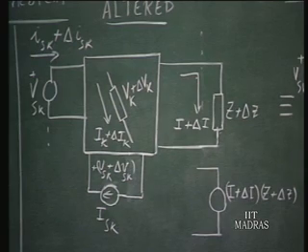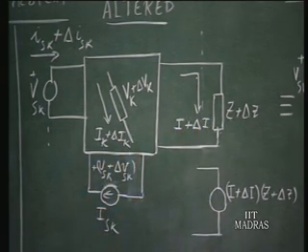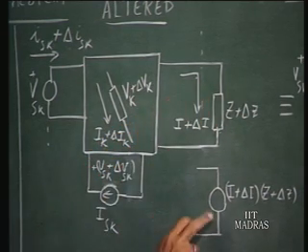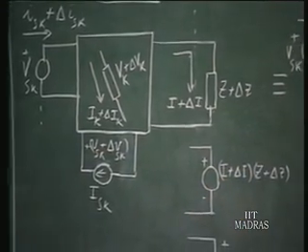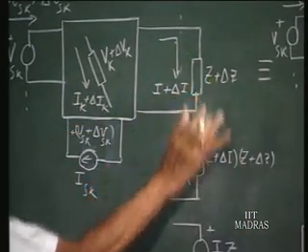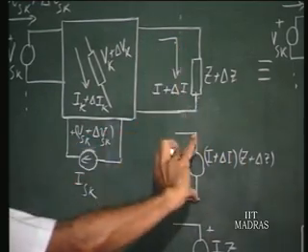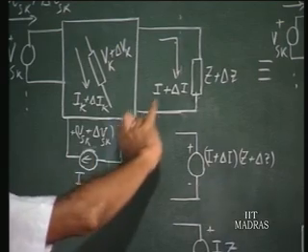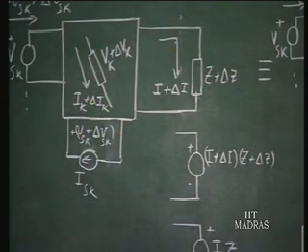To do that, since the current I plus delta I is flowing through Z plus delta Z, by the substitution theorem we can replace this impedance by a voltage source. The voltage developed across this is I plus delta I times Z plus delta Z. So this is the voltage of this voltage source which can be used in the place of Z plus delta Z, and the rest of the network will not see any change. That is the principle of the substitution theorem.